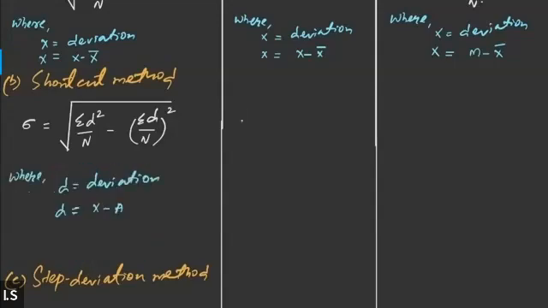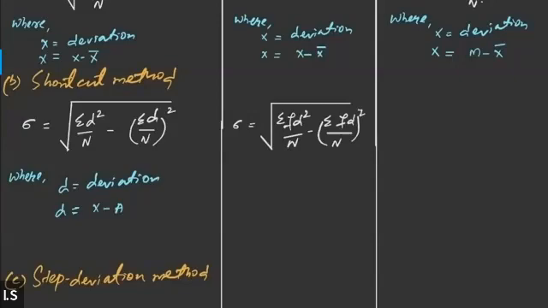And in case of discrete series, the formula will almost remain the same. The only different thing that will be added into the formula will be the frequency. So the formula will be sigma f d square upon n minus sigma f d upon n whole square. Tell me, is this clear to you?